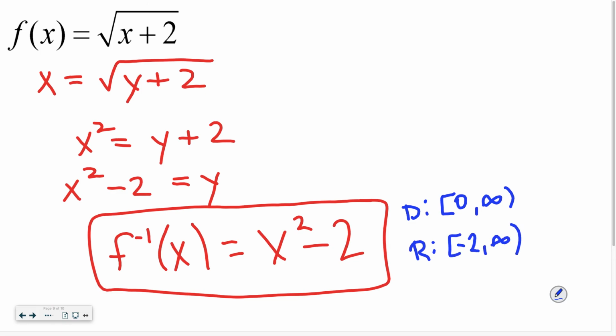Okay. If we think about our parent function from our original, we know that this is a square root function shifted to the left 2. So our domain is negative 2 to infinity. That becomes our range. Our range is 0 to infinity. That becomes our domain. Don't forget about that domain being restricted because we're having half of a parabola from a square root.